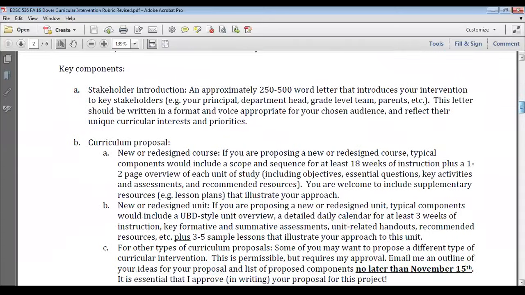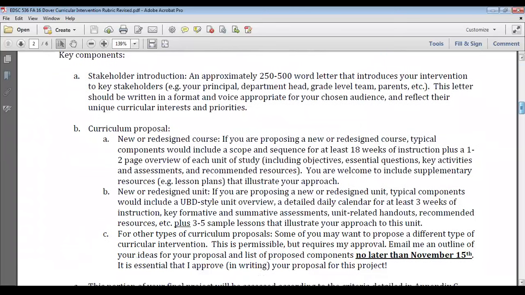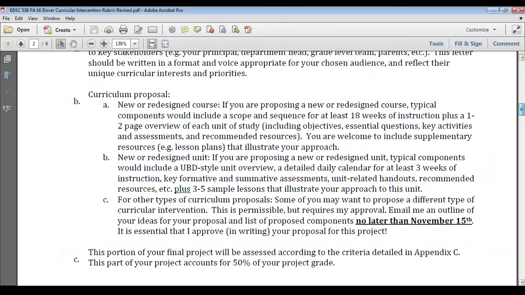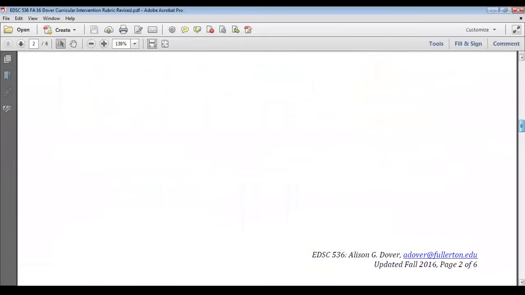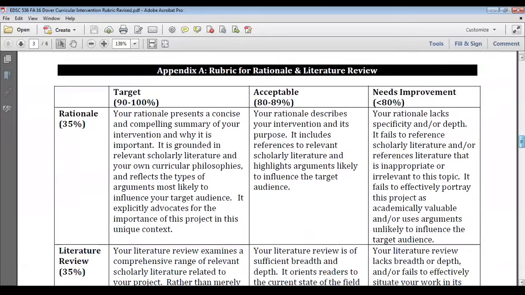In terms of your curriculum intervention, this is all things that I talked about in the presentation, but you have some more details here regarding them. And I'm going to bring us over towards the rubric. So this is the rubric.